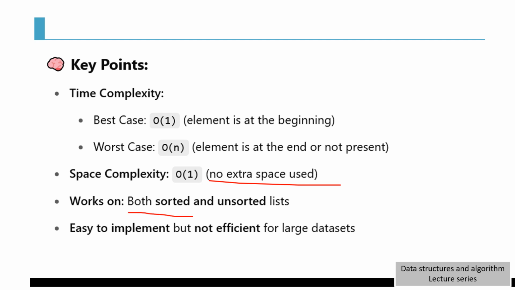It works on both sorted and unsorted lists. This is the advantage of linear search. It is easy to implement but not efficient for large datasets, because it is difficult to compare each value if the data sets are large. So these are the key points for linear search.